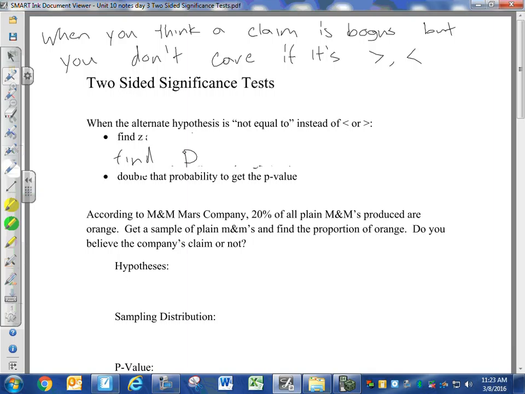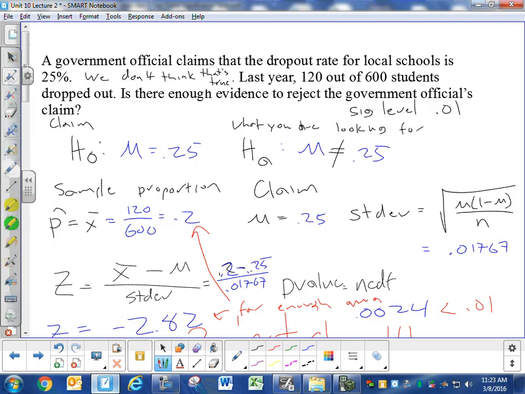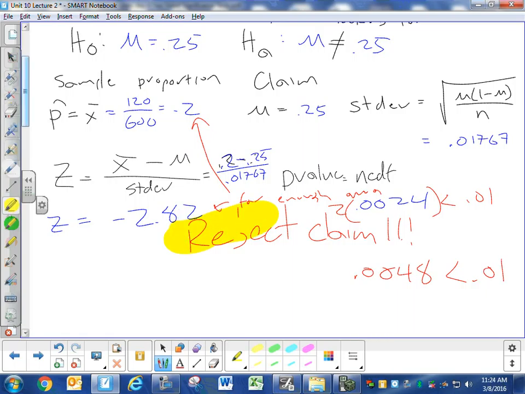Okay? So let's go back to our problems that we did and see if that would change anything. Typically, it doesn't. But we have the government official, and we don't think that's true. We would do everything the same. The only thing that I would change is this. The p-value I would double. And I get 0.0048. Well, guess what? That's still less than 0.01, so I would still reject.